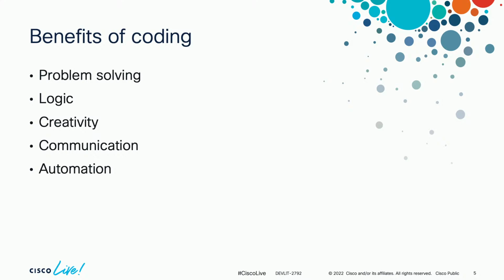What are the benefits of coding? Since I said it's for everyone, I'm going to focus on life skills that you will benefit from coding that people don't typically think of. Of course, learning how to code, you're going to write applications, all of that. That's pretty straightforward. But in my opinion, the things are problem solving, logic, creativity, communications, and then, of course, we're at the DevNet zone, we're at Cisco, so automation. I can't go without touching upon that.